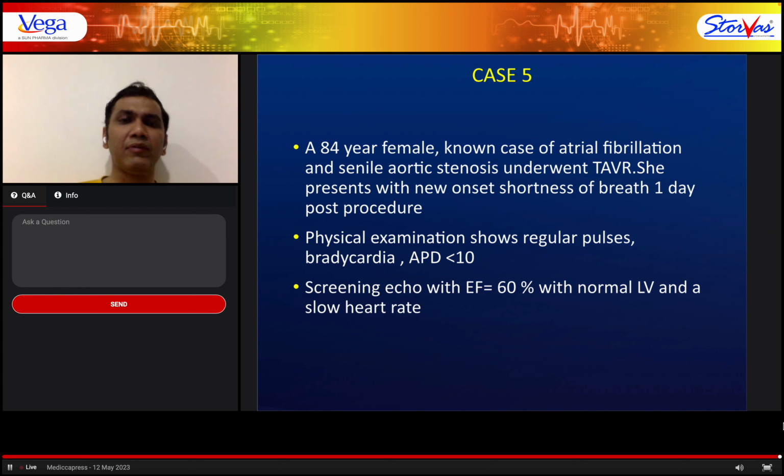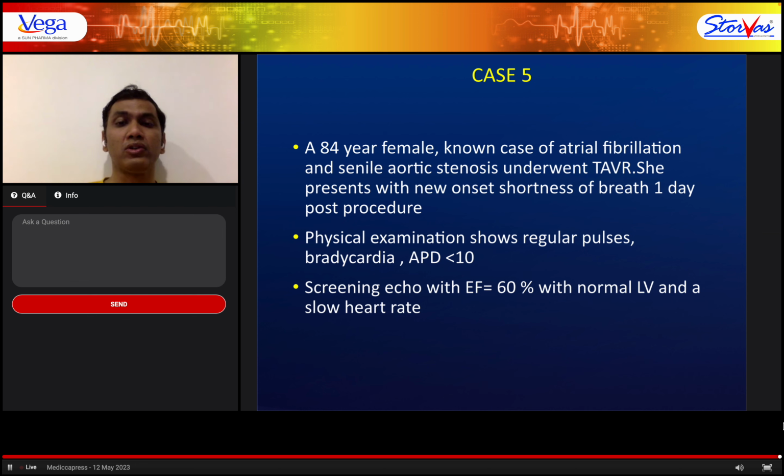Here we have case number 5, an 84-year-old female, known case of atrial fibrillation with senile aortic stenosis. She underwent a TAVR for severe symptomatic aortic stenosis, presenting with new onset shortness of breath 1 day after the procedure. Physical examination shows regular pulses, bradycardia, and the apex pulse deficit remains less than 10. That is strange when you know that she's a known case of atrial fibrillation, probably permanent.